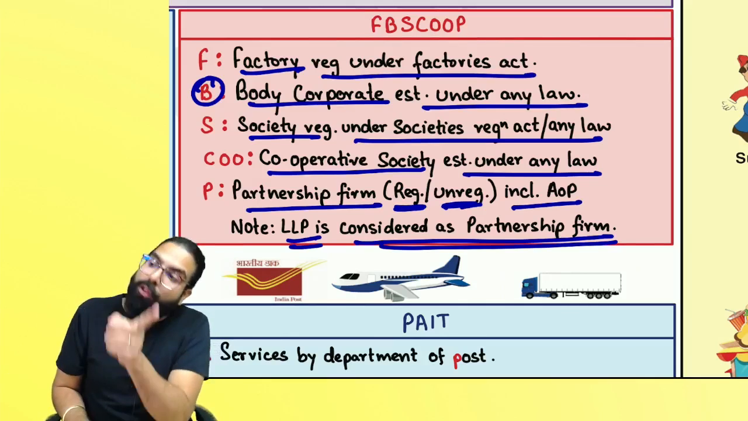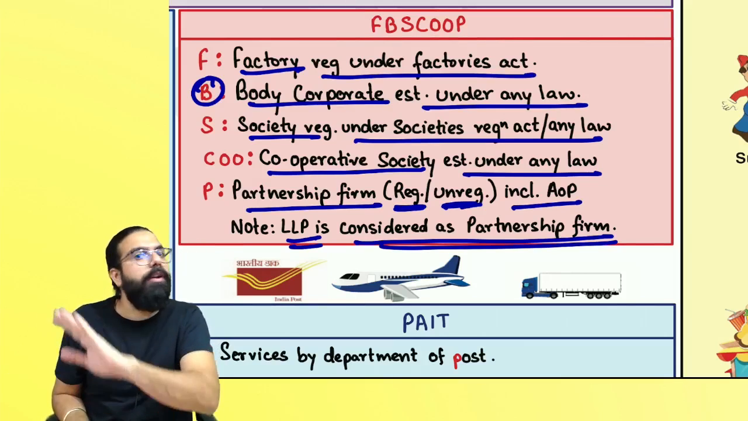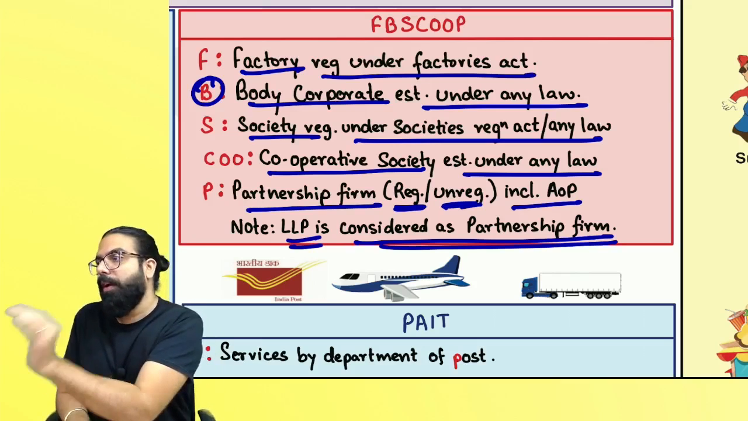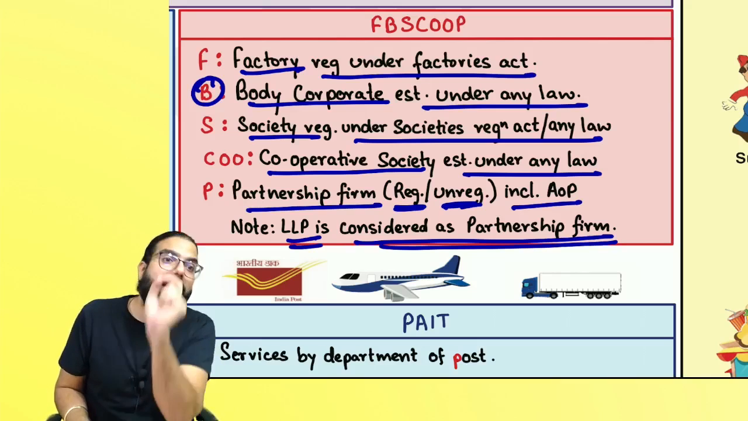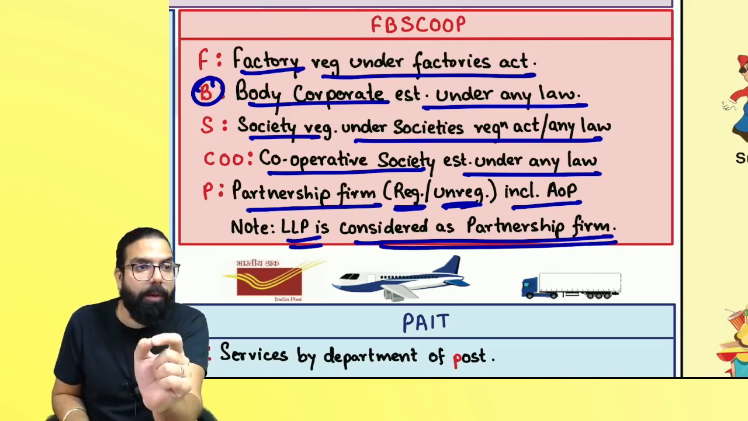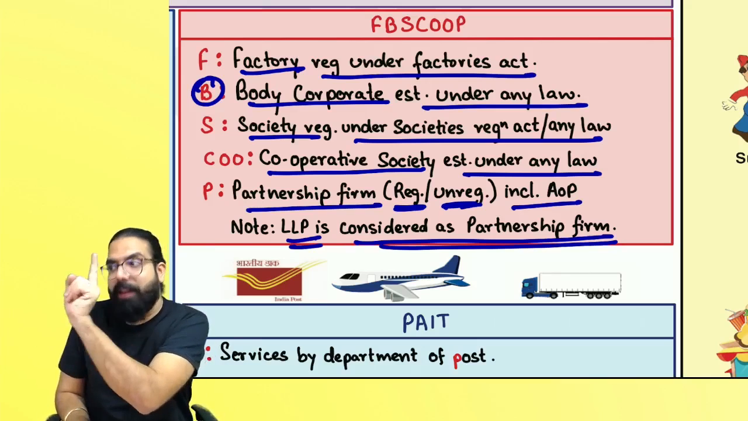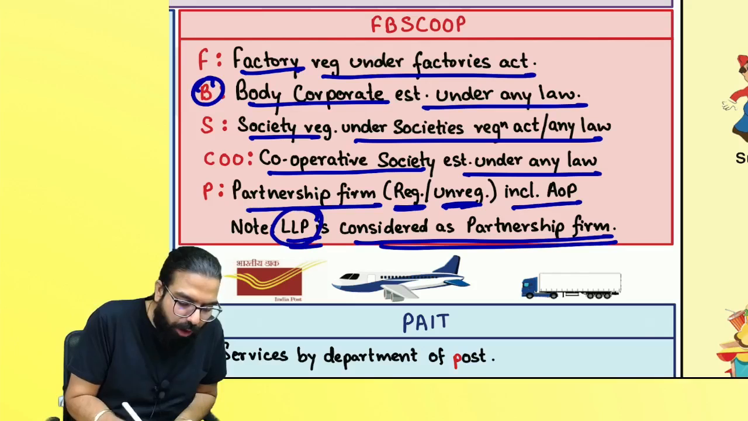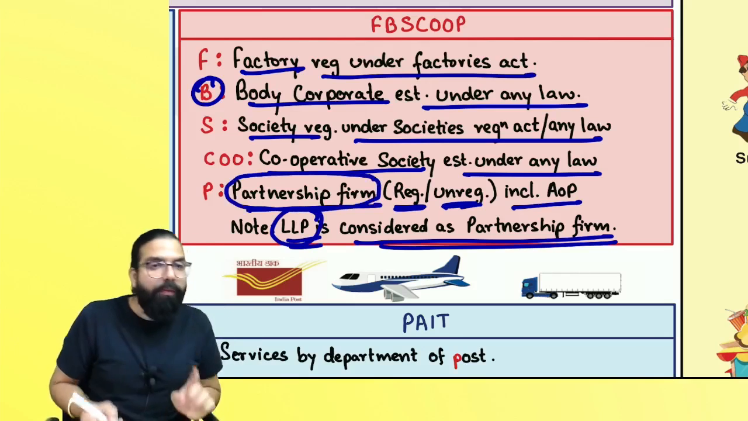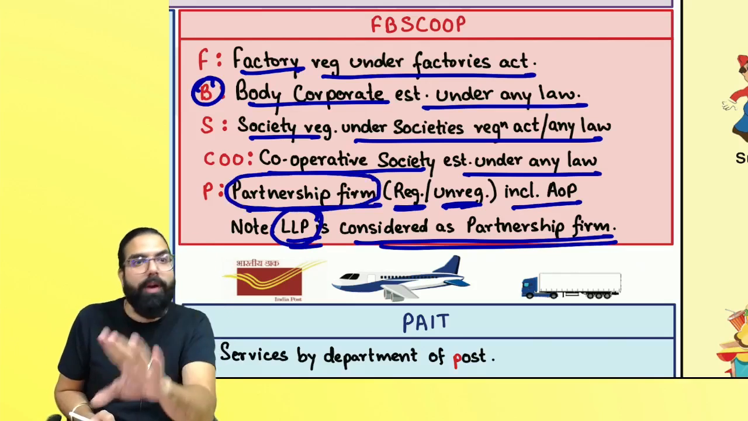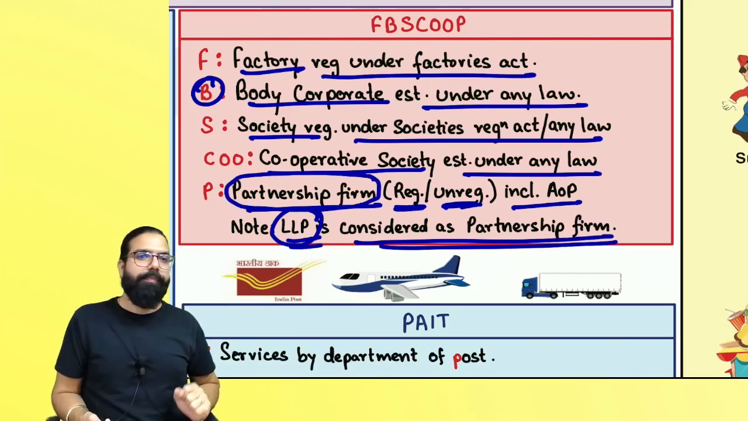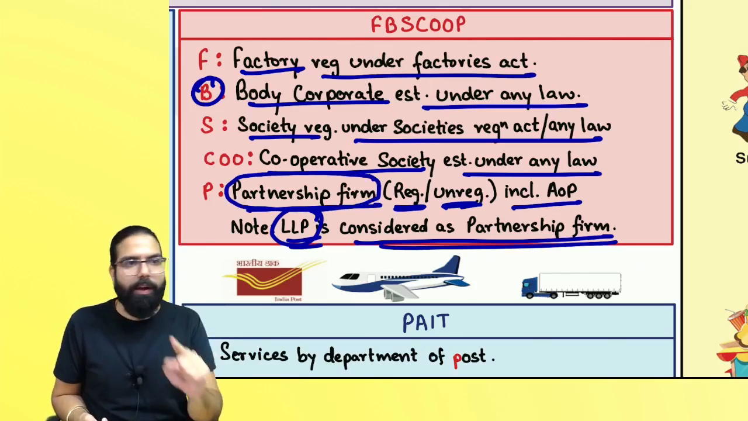Sir, LLP, although being a body corporate, they have gone ahead and told LLP should not be considered. LLP normally is a body corporate, but LLP will not be considered a body corporate for the reverse charge notification. They have specifically told LLP should always be considered only as a partnership firm, and hence LLP will never be considered a body corporate. Are we clear, everyone? Can I go ahead?